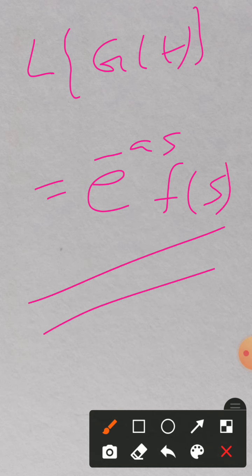That is, there are two conditions. If the Laplace transform of f(t) is F(s) and the new function g(t) is in such a way its value is f(t minus a) for t greater than a, it is 0 when t is less than a. In that case, the Laplace transform of g(t) will be equal to e raised to power minus as F(s). This we will have to prove. So the proof of this property is in such a way.